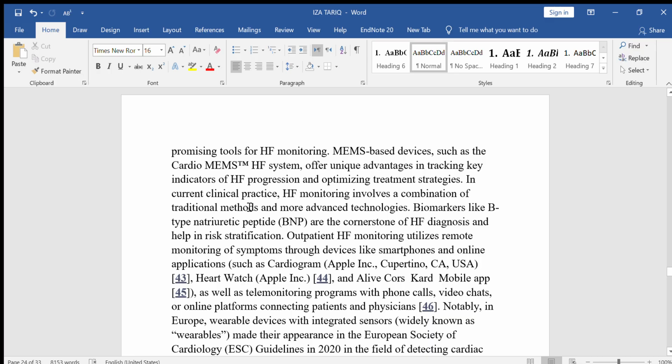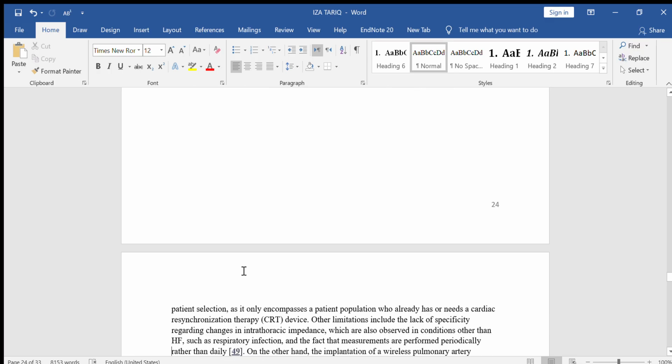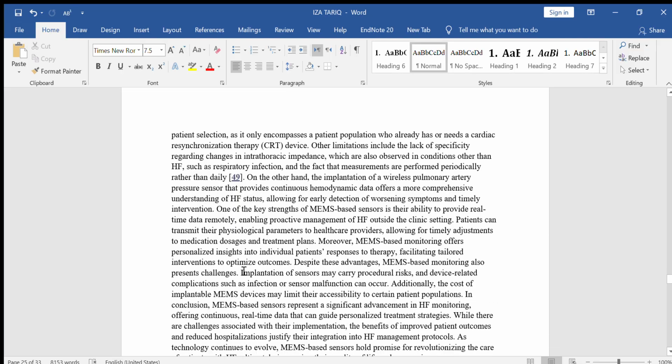In current clinical practice, heart failure monitoring involves a combination of traditional methods and more advanced technologies. Biomarkers like natriuretic peptide are the cornerstone of heart failure diagnosis and help in risk stratification. Outpatient heart failure monitoring utilizes remote monitoring of symptoms through devices like smartphones and online applications.